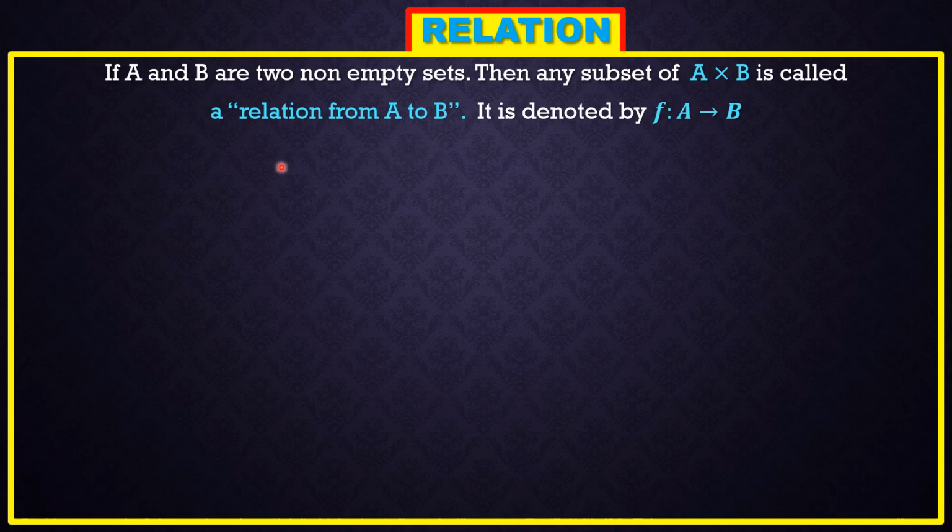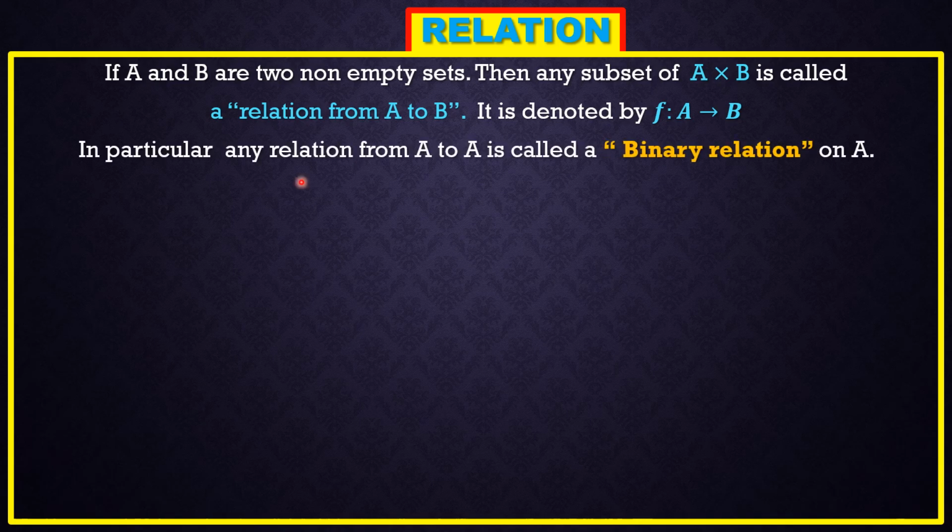This is called relation. And also in particular, here we take one and only one set, that is A. Now we take any relation from A to that same set, that is A itself. Here that type of relation is called a binary relation on the set A. Here we take one example.